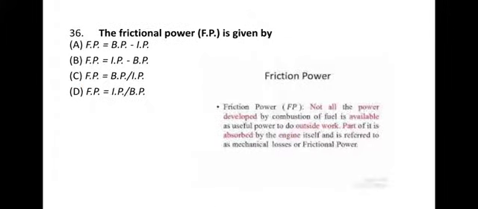Next question. The frictional power is given by, and the answer is Fp equal to Ip minus Bp. Ip means indicated power and Bp means brake power. Not all the power developed by the combustion of fuel is available as useful power to do outside work. Part of it is absorbed by the engine itself and is referred to as mechanical losses or the friction power. Friction power is equal to indicated power minus brake power. Indicated power is nothing but the theoretical or ideal power, and that minus brake power will give you the frictional power.